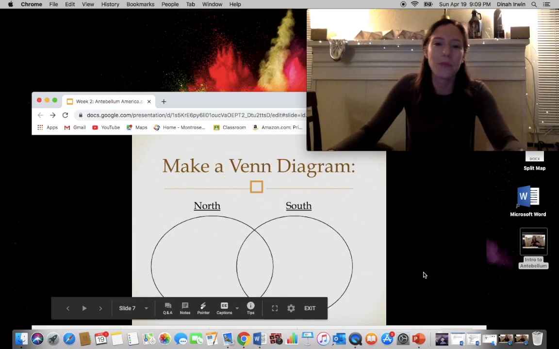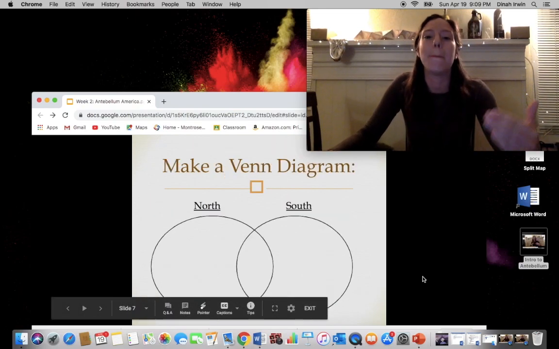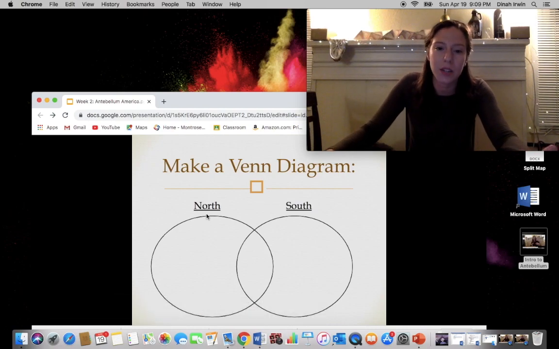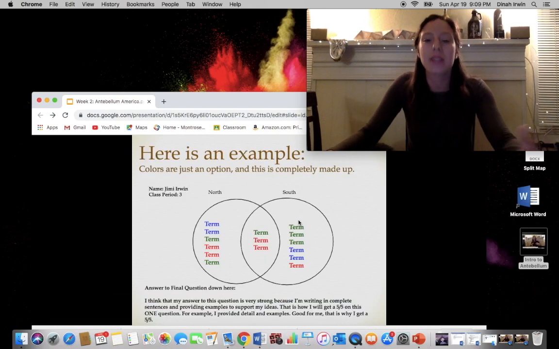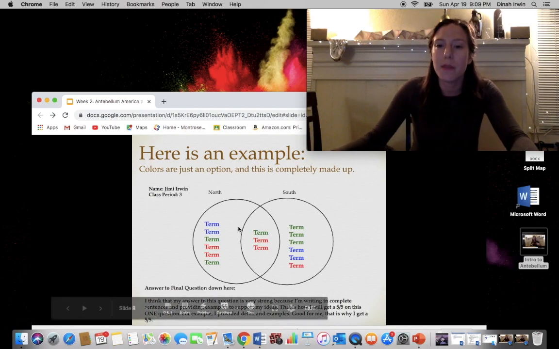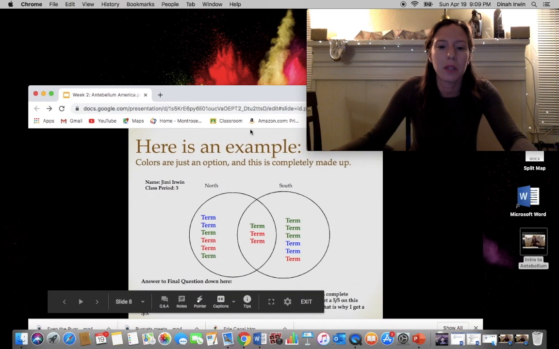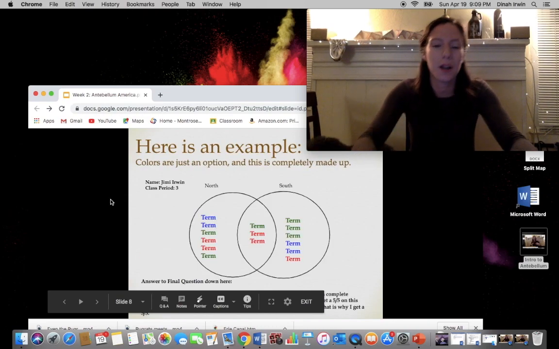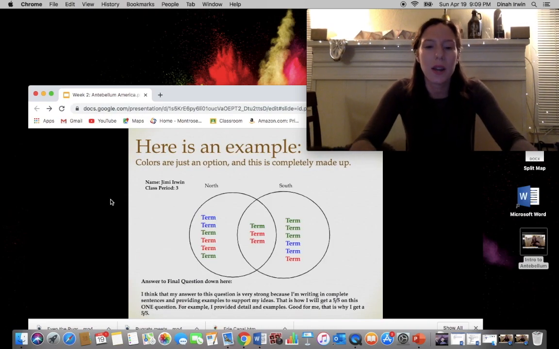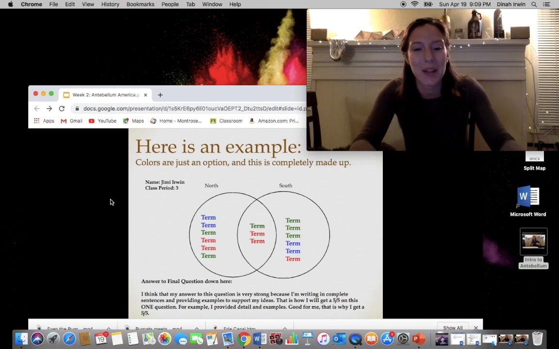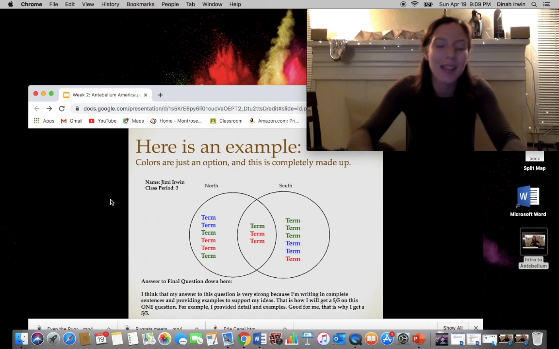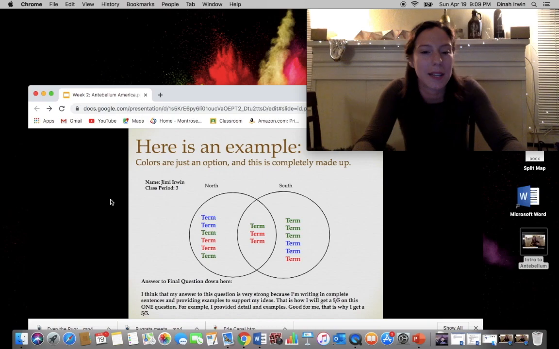Okay. So first thing I'd like you to do is make a Venn diagram, and you want it to kind of look like this, North and South. Here is a better example. So you want to make sure you have your name. You want to make sure you have room for your terms. And then you want to have an example to your question down there, so you want to leave room. You can see all this on your presentation, so that's why I'm just kind of flying through it.